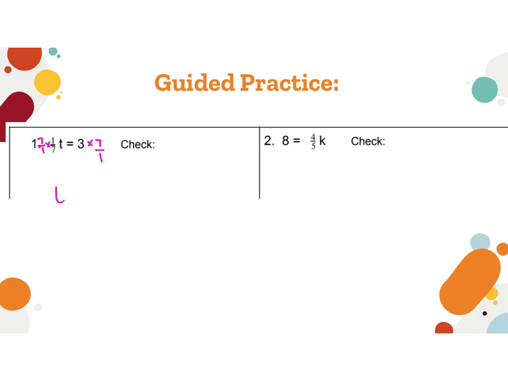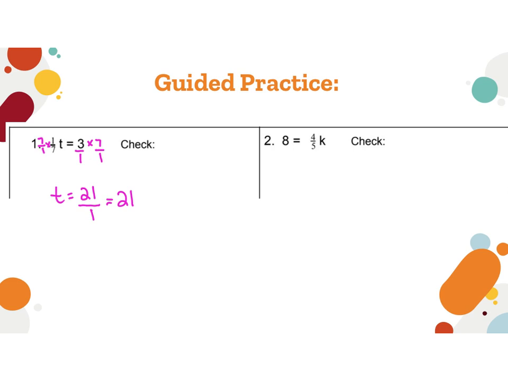t is now by itself. I need to put my whole number over 1. 3 is now over 1 to turn that into a fraction, and I can multiply across. 3 times 7 is 21. 1 times 1 is 1. So t is equal to 21 over 1, which is equal to 21 wholes.